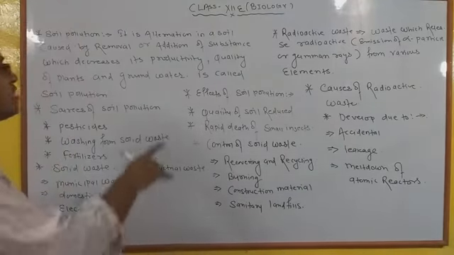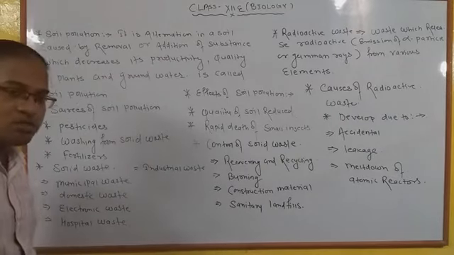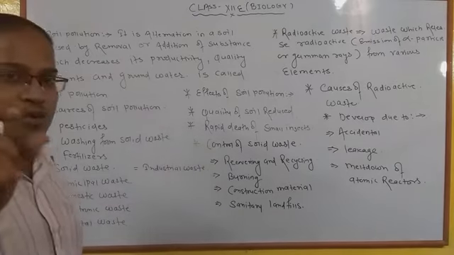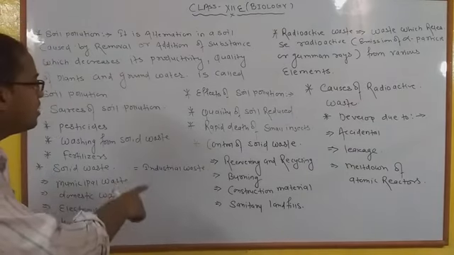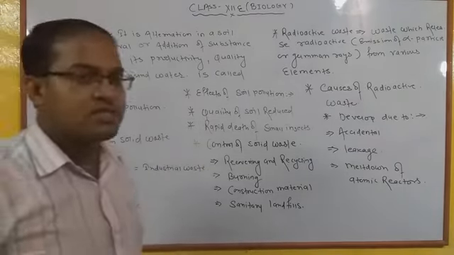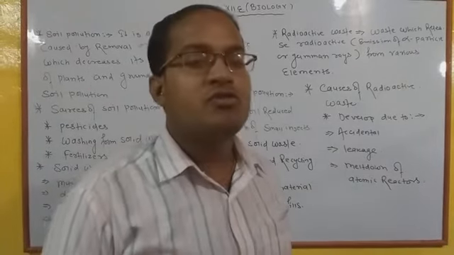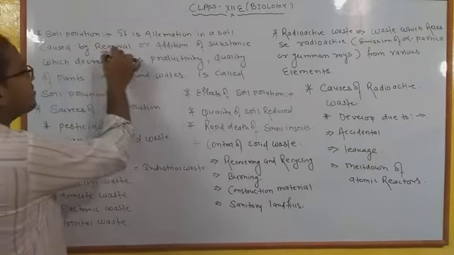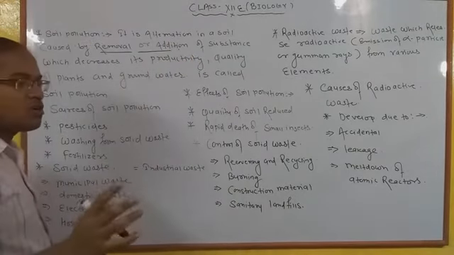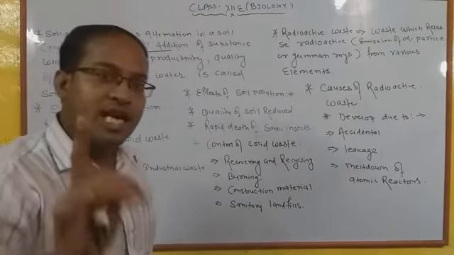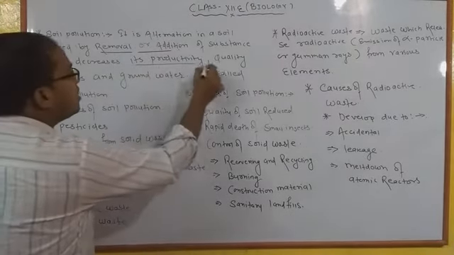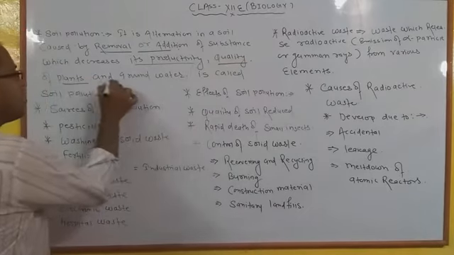Soil pollution is the alteration in soil caused by removal or addition of substances which decreases its productivity and the quality of plants and groundwater. Soil pollution का मतलब होता है when we add or remove something, and that substance is not beneficial for soil, that time those pollutants cause a decrease in the productivity and quality of plants and groundwater.